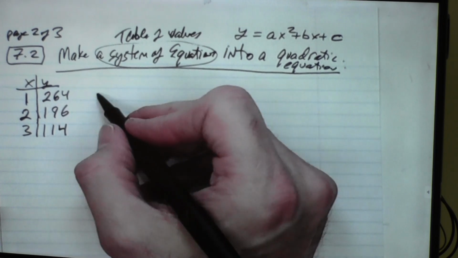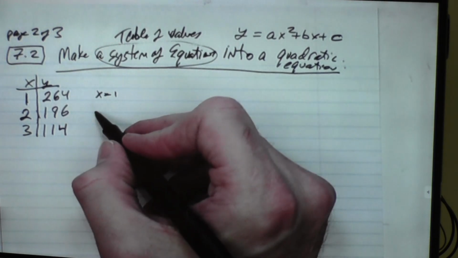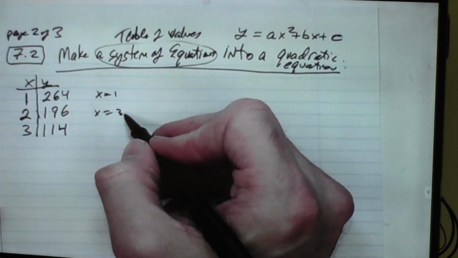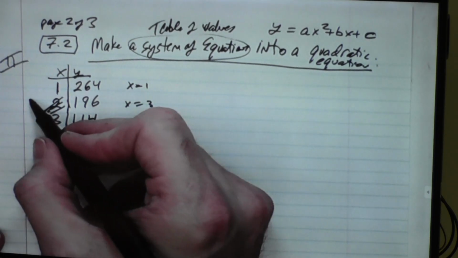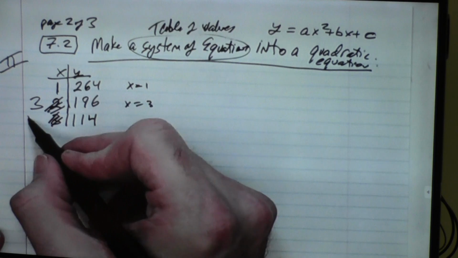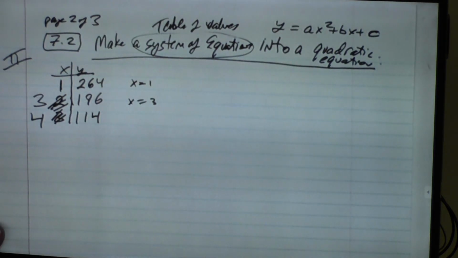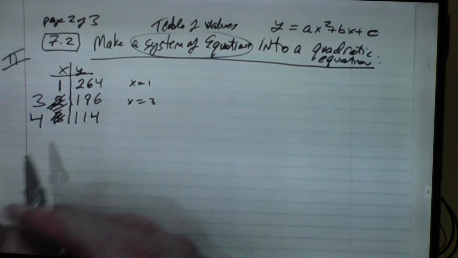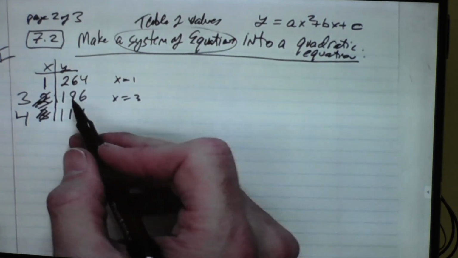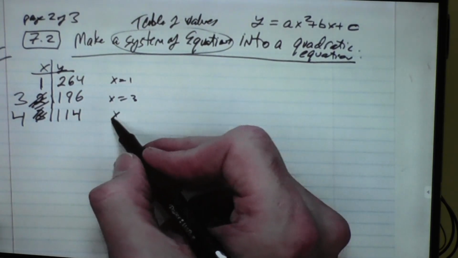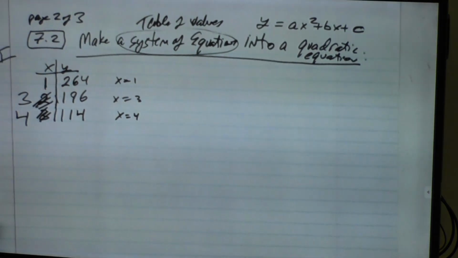Right now for this one, x is equal to 1. In this one, x is equal to, ooh, I made a little mistake. Come back to where it says 2 here and change that to 3, please. And that 3 and change it to 4. So when x is 1, we get 264. When x is 3, we get 196. And when x is 4, we get 114. The fact that the 2 is missing doesn't really mean anything.